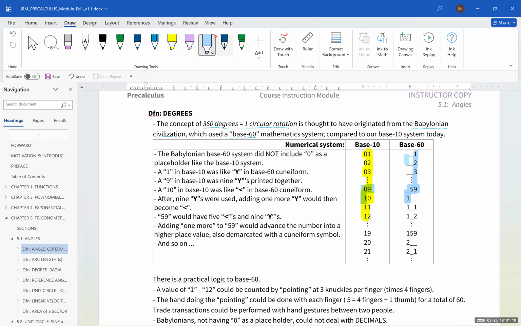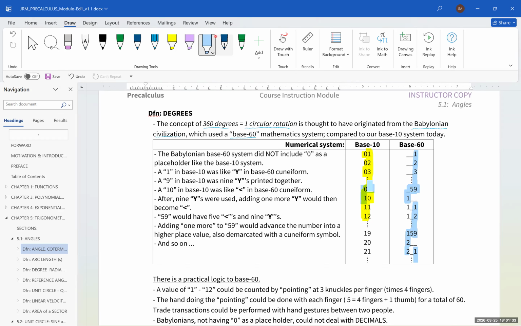And with base 60, you then count up to 59 again. If you were to count one more, then you add 1 to the next decimal place up, which would go from 1 to 2. And now with 2 up here, you just start counting again, 1 to 59. Okay. And that's similar to what we do, right?